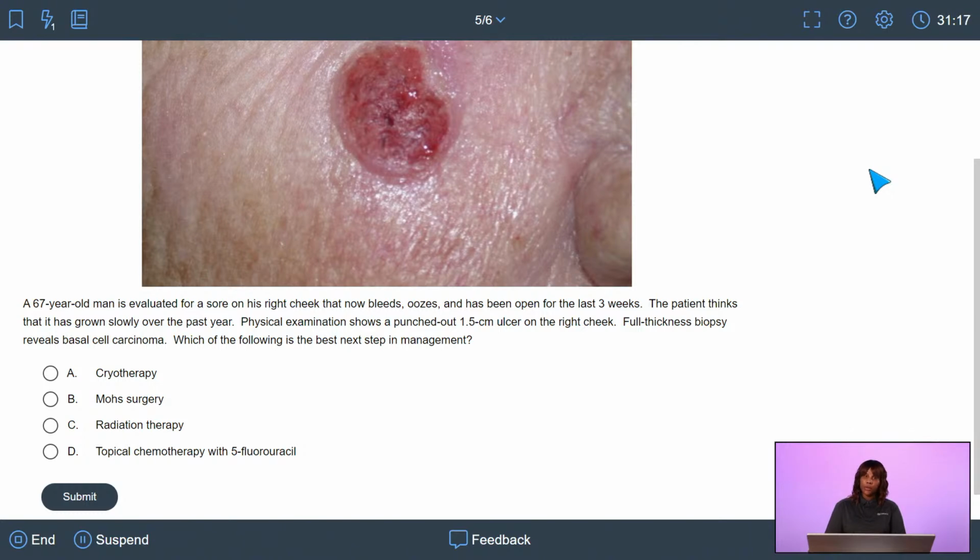So this is a plan question. A, cryotherapy. B, Mohs surgery. C, radiation therapy. Or D, topical chemotherapy with 5-fluorouracil. Give you guys a few seconds to look back up at this question.